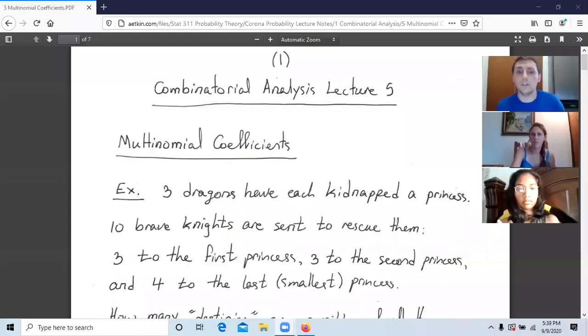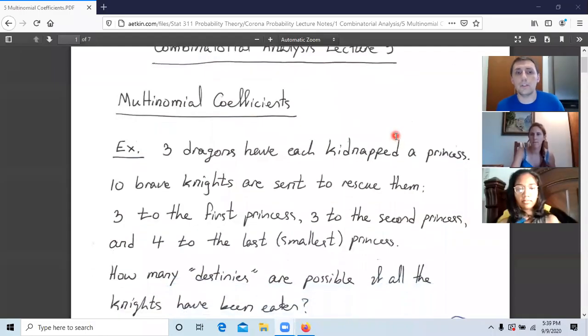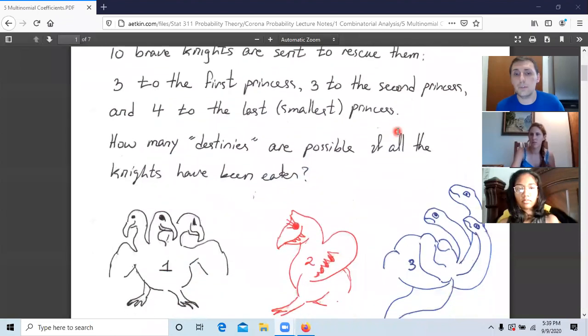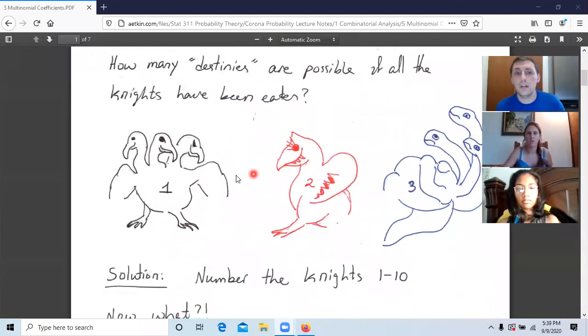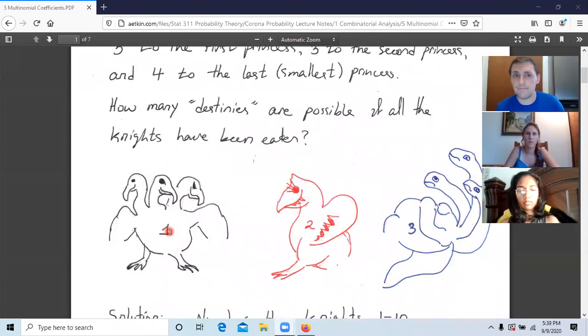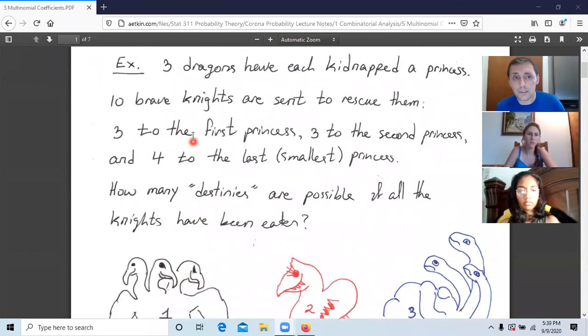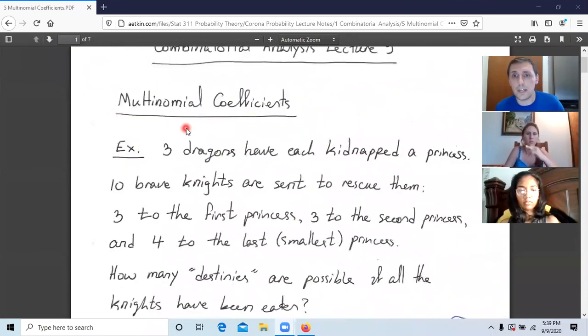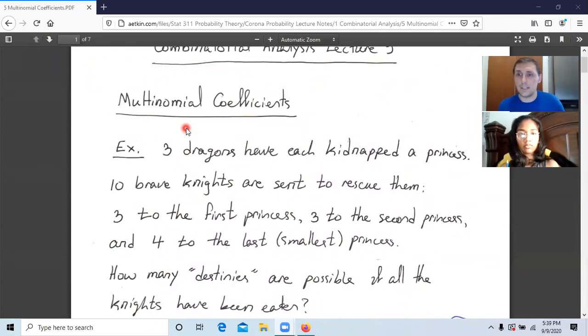Good. So we briefly spoke about multinomial coefficients. In multinomial coefficients, if you remember, we have n objects. In this example, we had 10 knights and 3 categories. Those multinomial coefficients arise when you are assigning to distinct objects distinct destinies. Good.